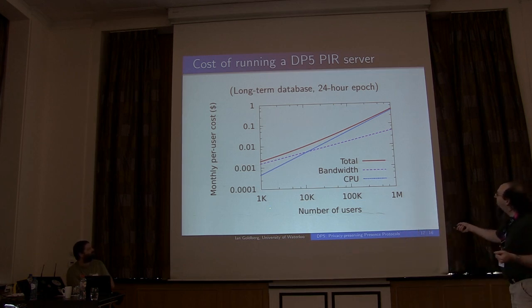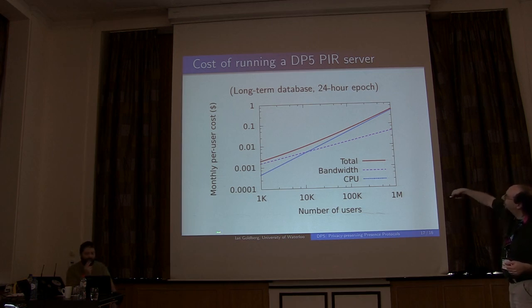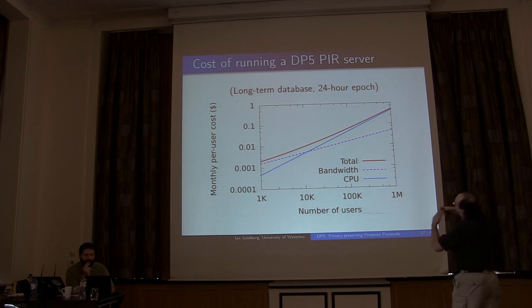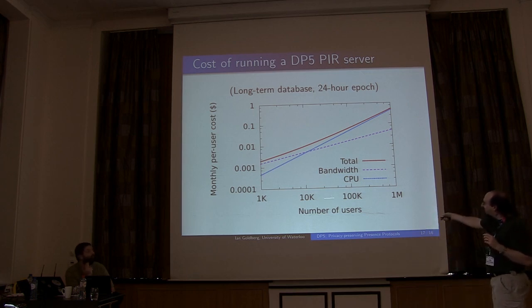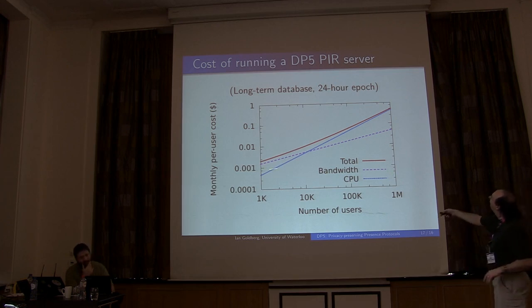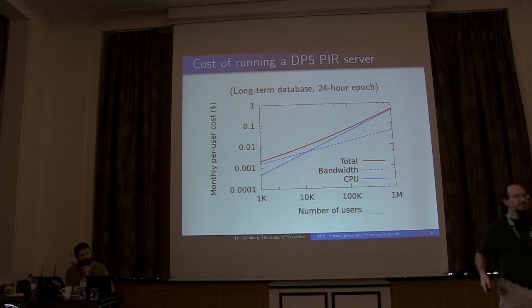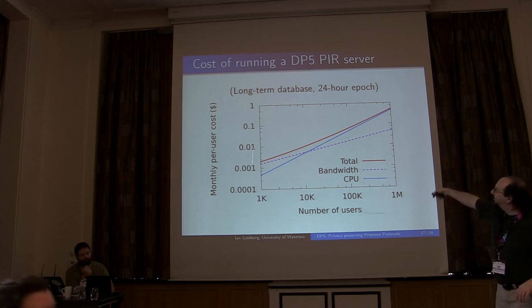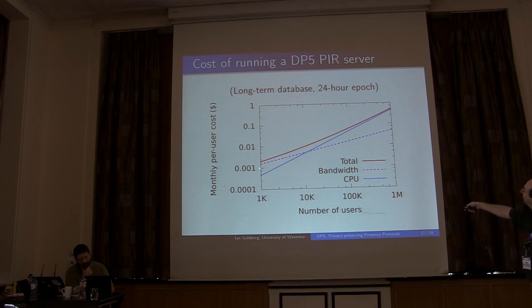And so here we have a graph of number of users and monthly per user cost. And the per user cost scales with the number of users, and that's because the PIR database gets bigger and it's more expensive to do. So this cost is basically a combination of bandwidth and CPU. The bandwidth is pretty low no matter what. See, this is a logarithmic scale. But the CPU cost is non-trivial, right?